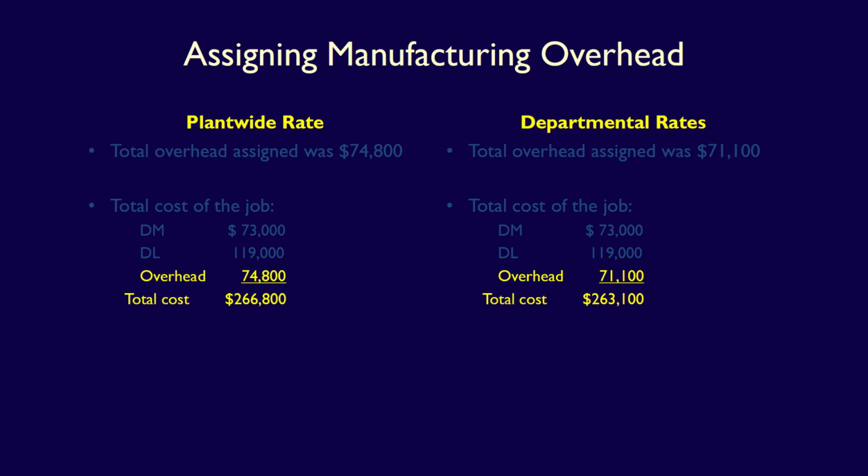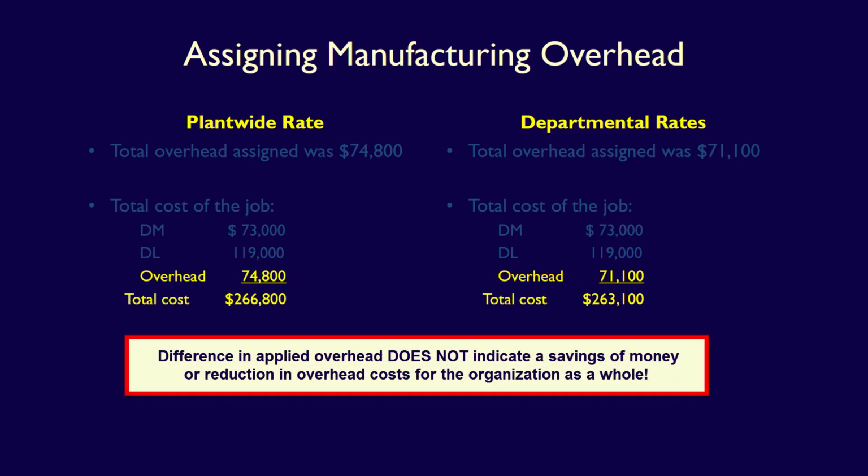Does this mean that the company saved money by using departmental rates? Because the overhead applied is only $71,100 compared to the plant-wide rate, which applied $74,800. Does that mean we're saving money? Absolutely not. We do not save money by using departmental rates. Remember that the total estimated manufacturing overhead under both methods was still $462,000.